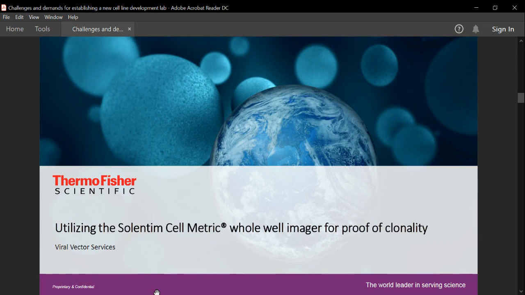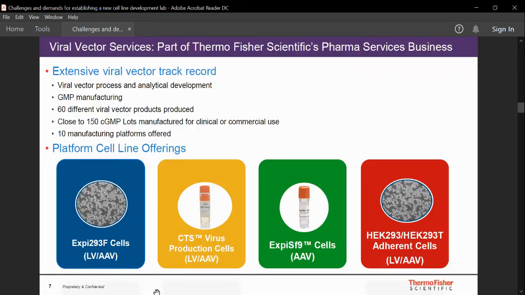in single cell cloning. So VVS, also known as Brammer Bio, has an extensive track record producing viral vectors. We have process and analytical development. We have GMP manufacturing. We have 60 different viral vector products produced, close to 150 cGMP lots manufactured for clinical or commercial use, and 10 different platform offerings.